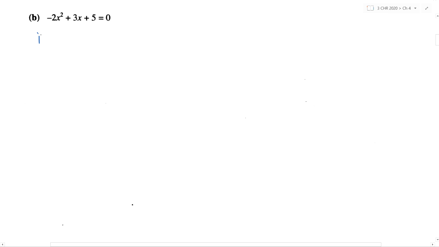Alright, so part 1. What is the value of A? What's the value of A over here? -2, yes. The B value? 3. And the C value? 5. But please take note, because there's an equal 0, that's why we can straight away write down.